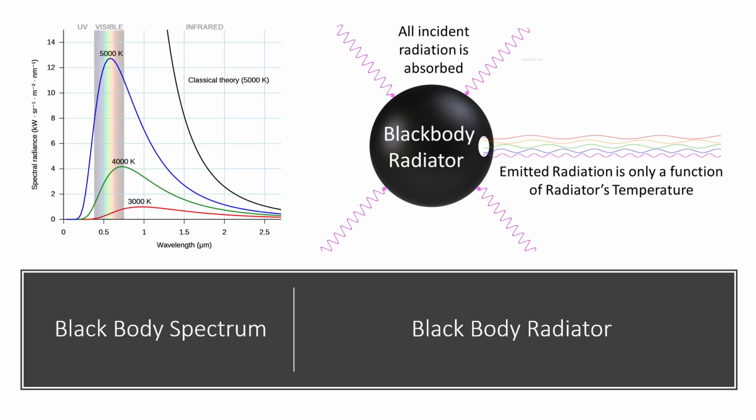As you can see from the photo on the left, that is a photo depicting black body spectrum, and you can see that classical theory was pretty off at describing UV radiation, but it was fairly accurate for infrared. And the photo on the right, that depicts a black body radiator, and it's showing that it can emit all kinds of light.